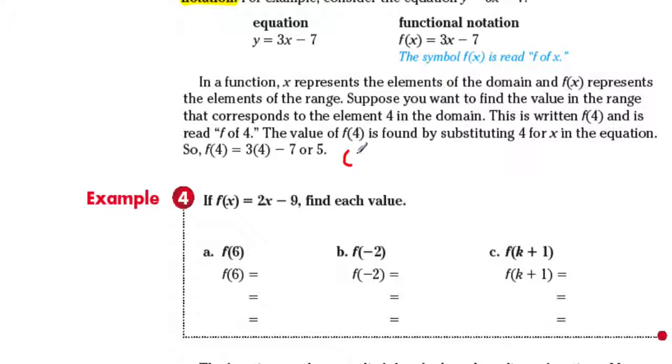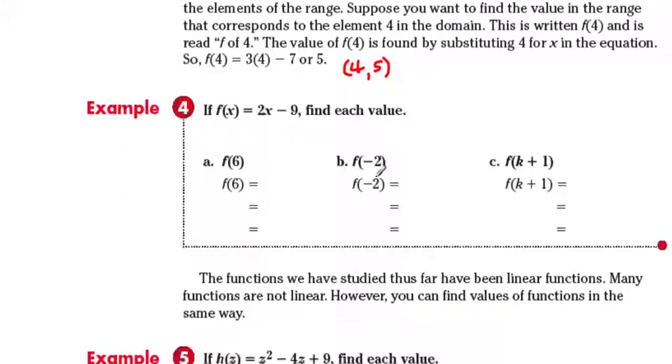So if x is equal to 4, the range would be equal to 5. So you have an ordered pair of 4 and 5 there.